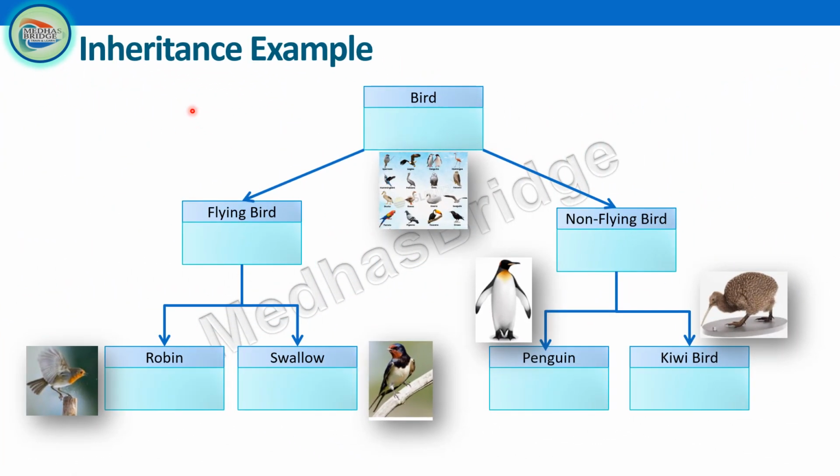Let's look at another similar inheritance example. We have a base class called bird. Flying bird and non-flying bird are subclasses of the bird class. Similarly, we have specific classes of flying bird, and we have specific classes for non-flying bird. This is another similar example of combinational inheritance.